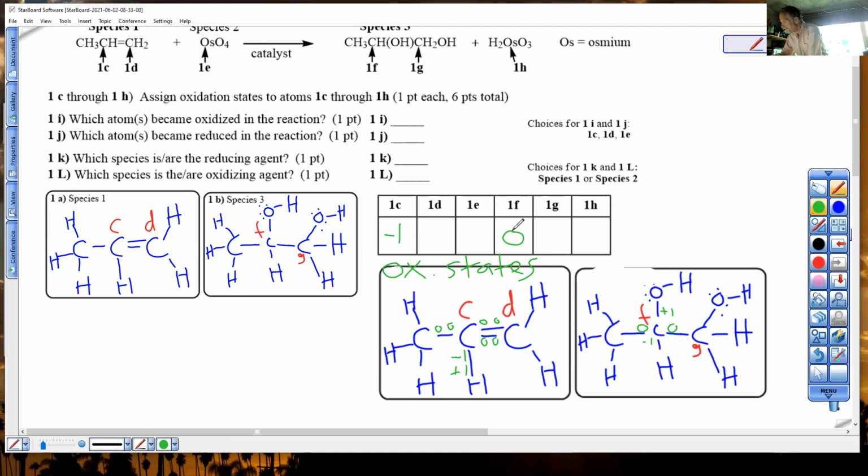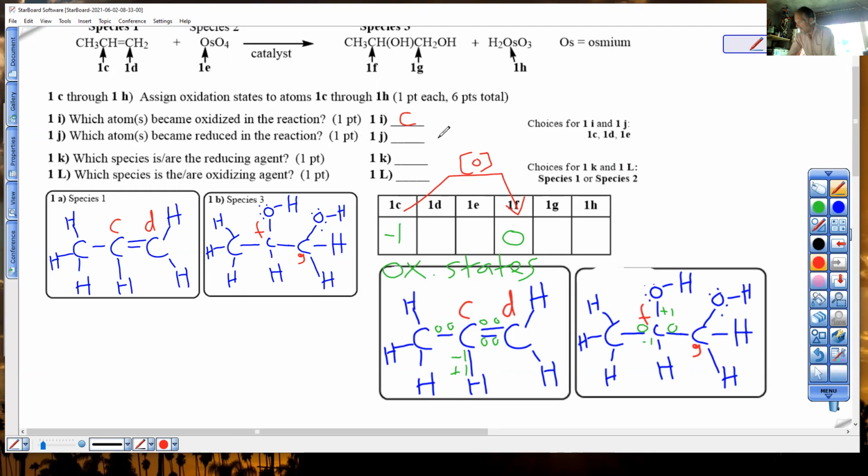That carbon underwent an oxidation. How do I know that? I don't want this air running into my blank there. That carbon going from C to F underwent oxidation. So that atom became oxidized, C. Here's your choices for I. Choices for I and J are C, D, and E. Okay, so I just put a C. You don't have to write the 1.